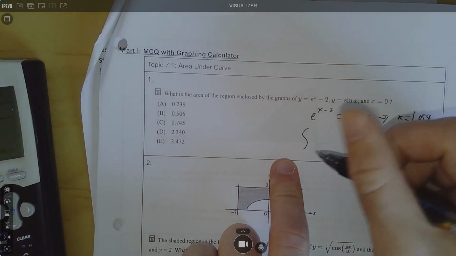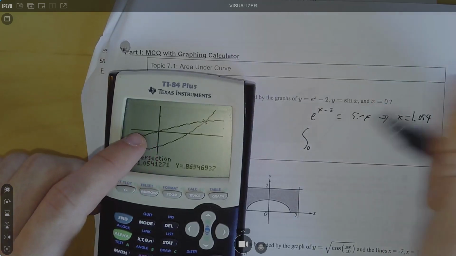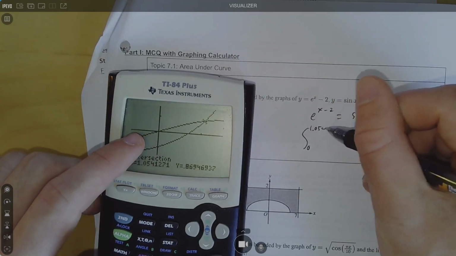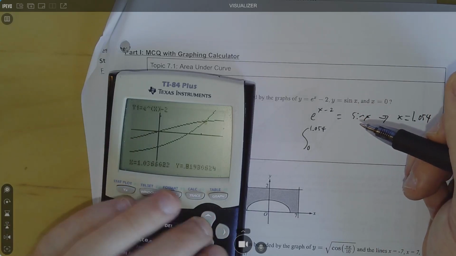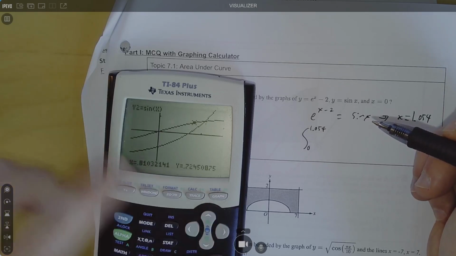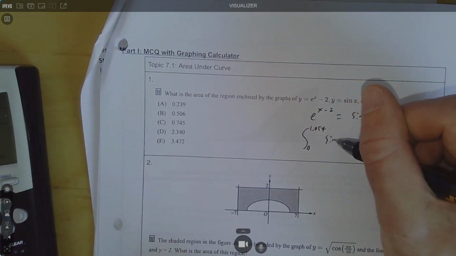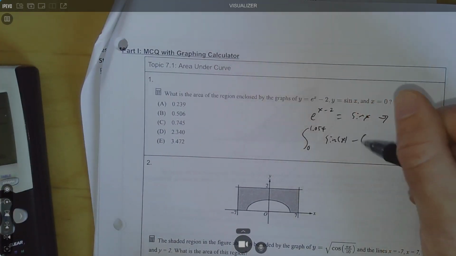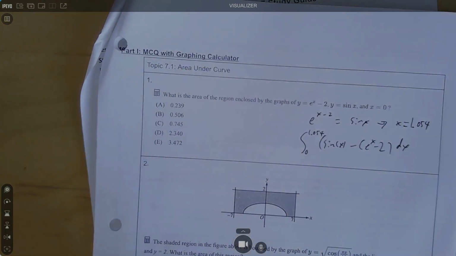So we do the integral starting from 0. You can see in the graph, we go from 0 until that number, 1.054. And which one's on top? Again, if you need a refresher, if you just click trace and do up and down on the D-pad, you can see, okay, top one is sine x, bottom one is e to the x. So we're going to do sine x minus parentheses e to the x minus 2, close it, dx, that's our integral. Now we will evaluate it.